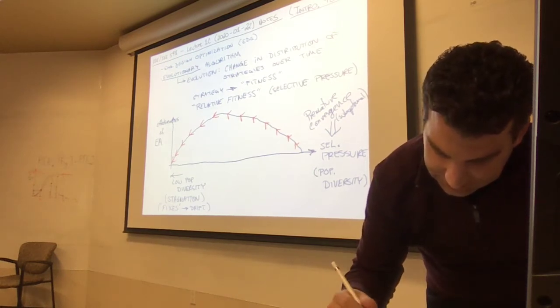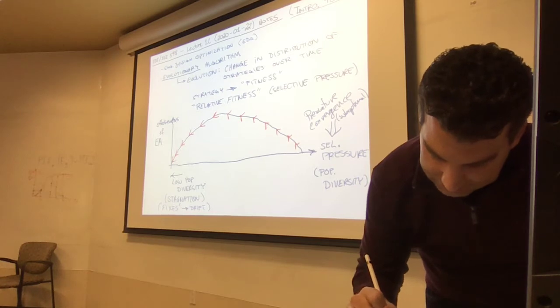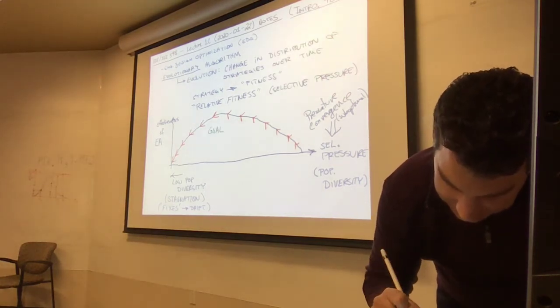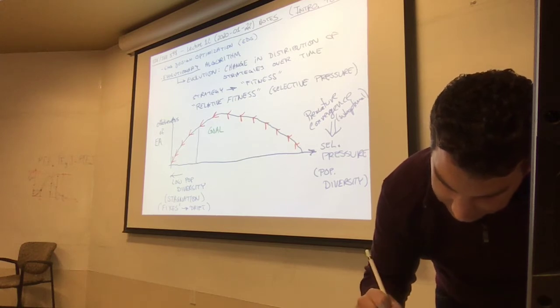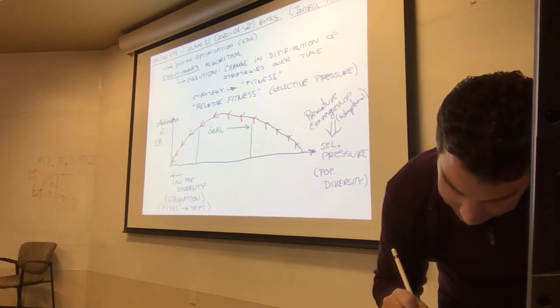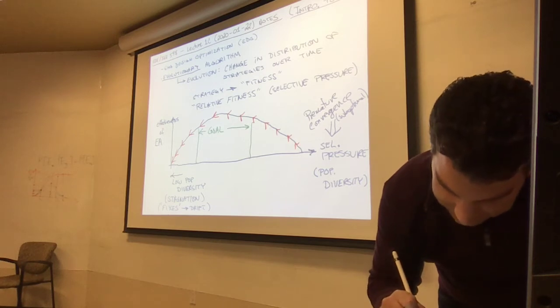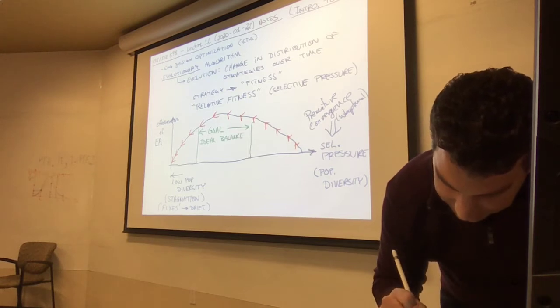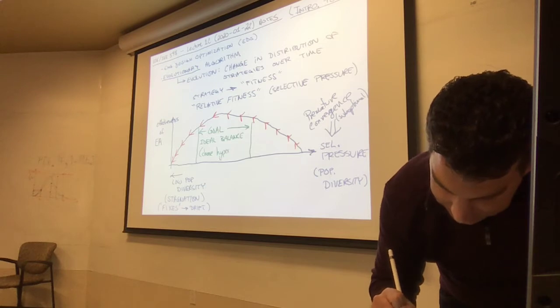Maybe I'll do a different color here. So the goal is to be in this sort of region here. So it's sort of some ideal balance. And we can choose hyperparameters to do that.